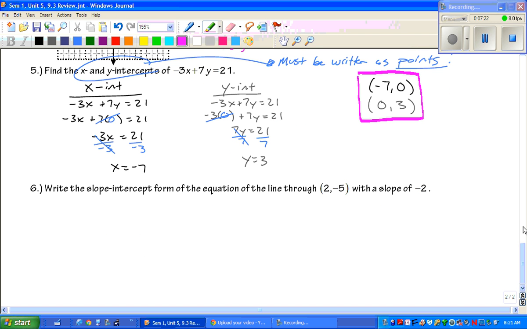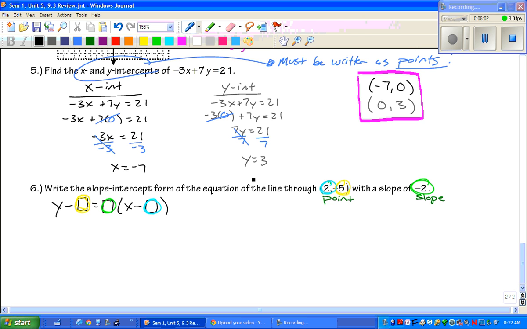All right. Last one, number 6, says write the slope-intercept form of the equation of the line through 2, negative 5, and the slope of negative 2. So it gives us a point and the slope. So we're going to be doing y minus your y equals the slope times x minus your x. Okay, so the y, you plug in the y. That's the slope, you plug in the slope. And then for x, you plug in x.